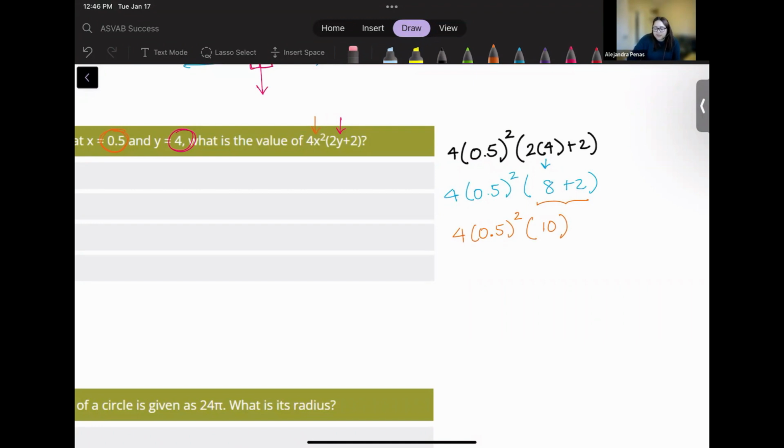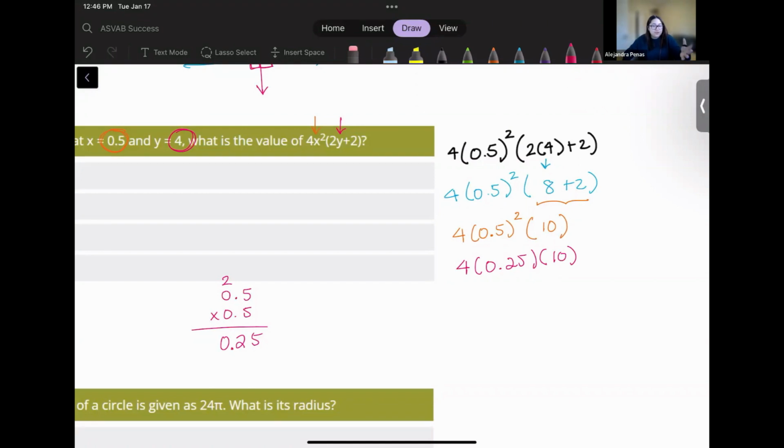What is next after parentheses in PEMDAS? Exponent. So we're going to need to take care of this 0.5 squared, which is going to be 0.5 times 0.5. That's going to be 0.25. So it's going to be 4 times 0.25 times 10. And now all that's left is multiplication.